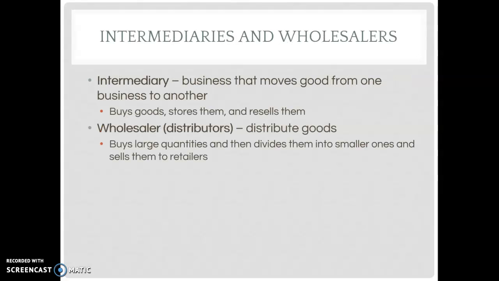Next, we have intermediaries and wholesalers. These are very similar, so make sure that you see the difference between the two. An intermediary is a business that moves goods from one business to another. What they're going to do is buy goods, store them, and then resell them. A wholesaler, or sometimes called a distributor, is simply going to distribute goods. They're going to buy large quantities, divide them up into smaller ones, and then sell them to retailers. And we'll talk next about what a retailer is.